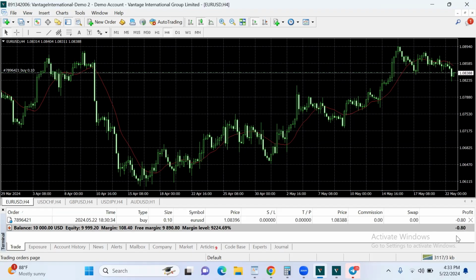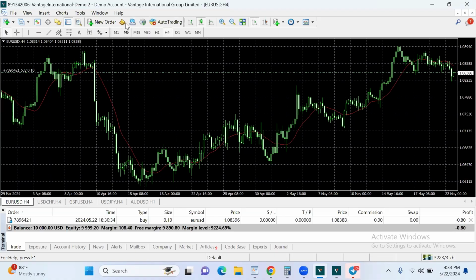I entered this trade before. So it's a Euro USD trade. The trade is currently running in very good profit, right? I'm expecting this trade to keep going up for a buy. So yeah, that's the trade here right now. That's how you enter this trade.